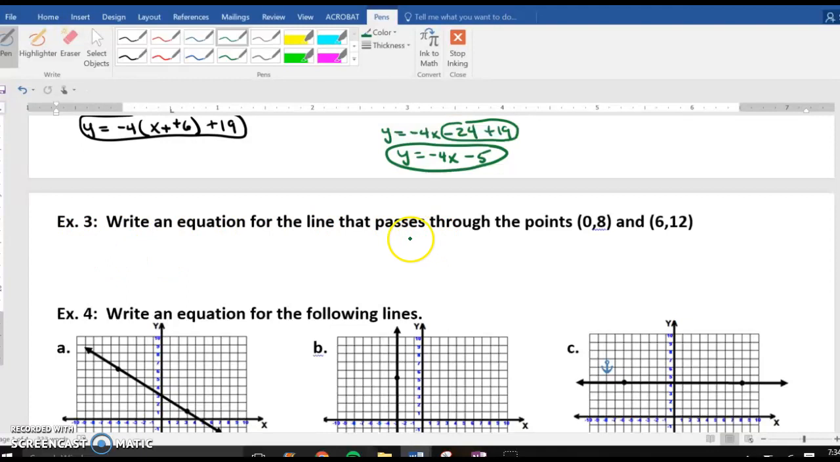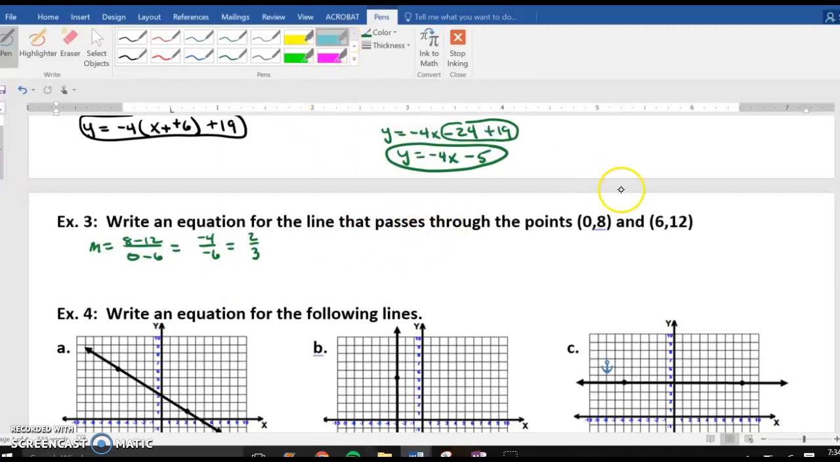First thing, write an equation for the line that passes through the points (0, 8) and (6, 12). Well, we're going to find the slope. So we do 8 minus 12 over 0 minus 6. That there would give me -4 over -6. And when I simplify this, I would get 2/3.